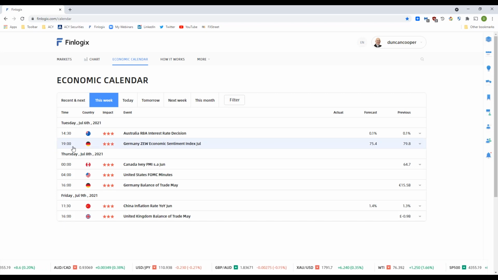Today we have the German ZEW economic sentiment index coming out. That could impact the euro US dollar. Into Thursday, the big one is the US FOMC meeting minutes. That could impact both pairs. Later on that day, the German balance of trade could impact the euro US dollar. And into Friday we have the UK balance of trade, so that could affect the pound US dollar. So just be aware of those items. Okay, let's get into the charts.